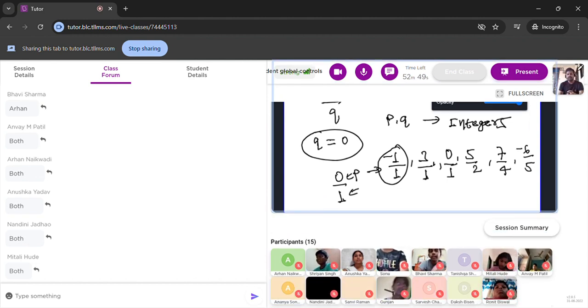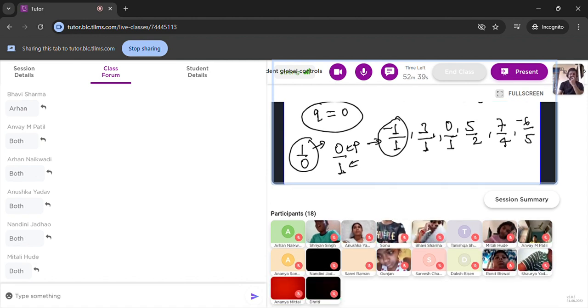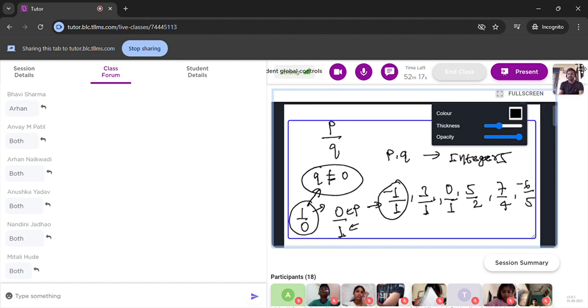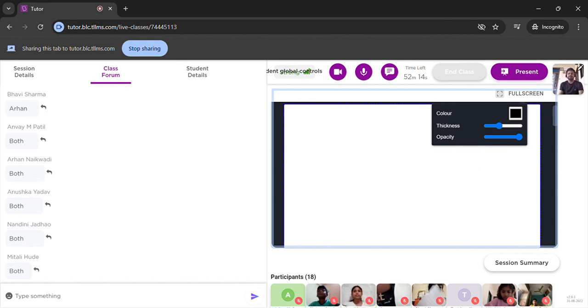But if we are writing 1 divided by 0, then is this one rational? Tell me anyone. Will this 1 divided by 0 be rational or not? No. Okay, as we have studied, in place of q there should not be 0. Other than 0, if any number is present, only then it will be a rational number. So these are all rational numbers.